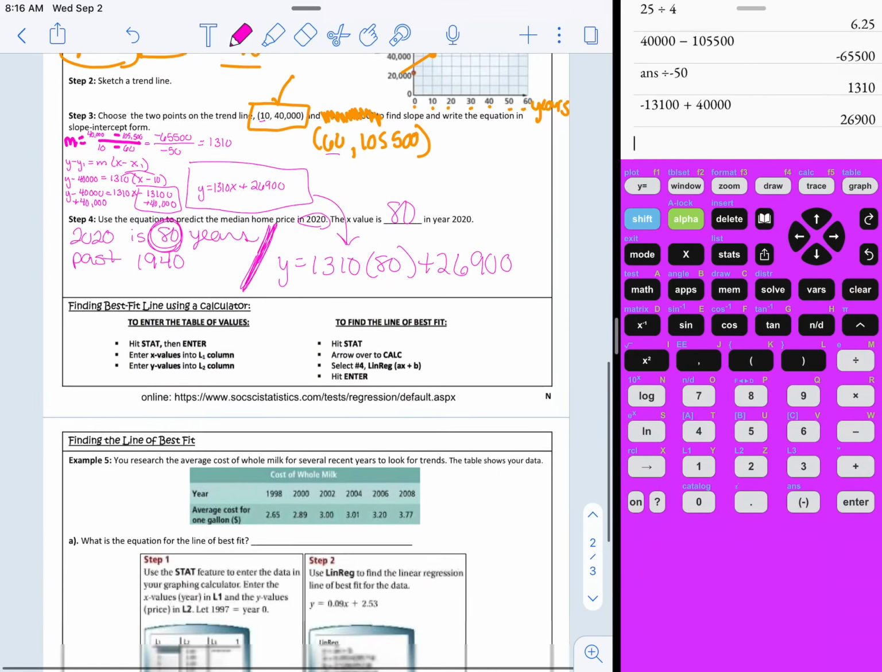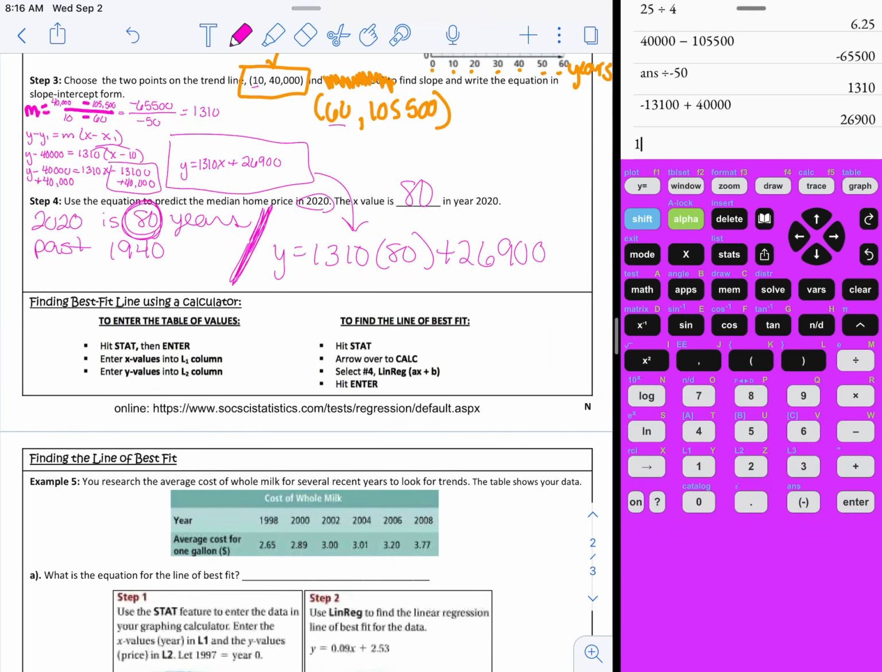If you're wondering if each one of these is going to be this hard, no. I'm going to show you how to use your calculator. I always want to make sure I show you how to do one or two by hand before just giving you the easy way out. But the good news is there is an easy way out after this. So in 2020, you're looking to pay $131,700 for a home.